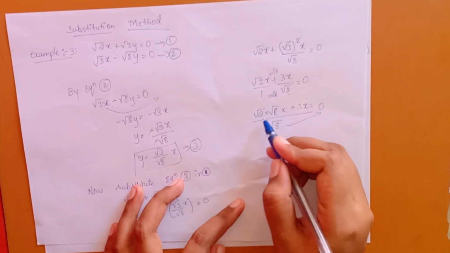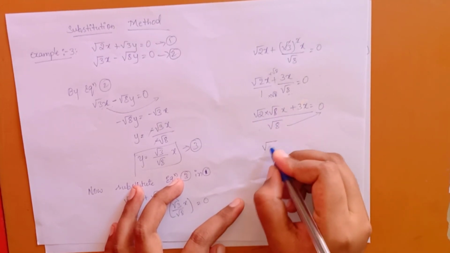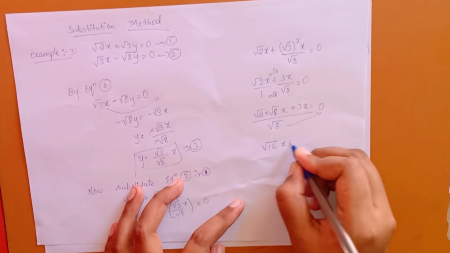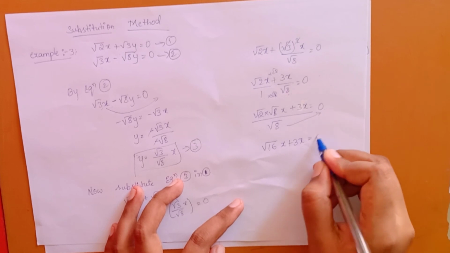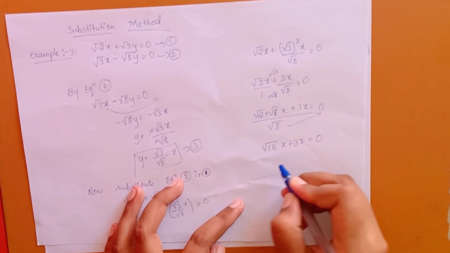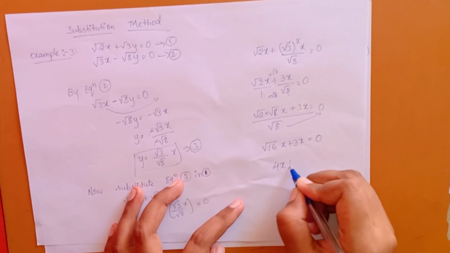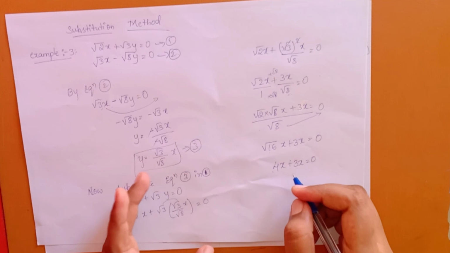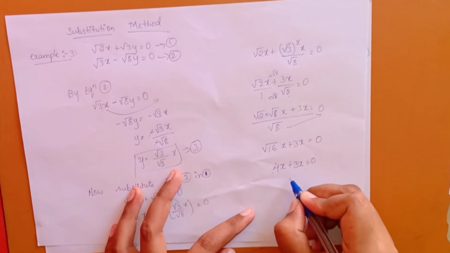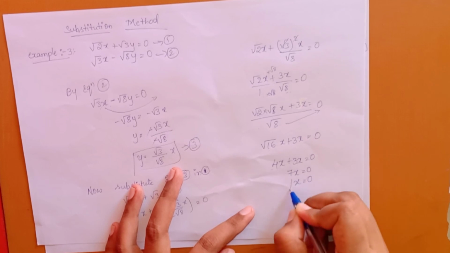So here we have numbers inside the root only, so we can multiply this. 8 twos are 16x plus 3x is equal to root 8 into 0, we'll get 0 only. So root 16 value is 4, so 4x plus 3x is equal to 0. So 4 plus 3, we will get 7x is equal to 0. So x is equal to 0.